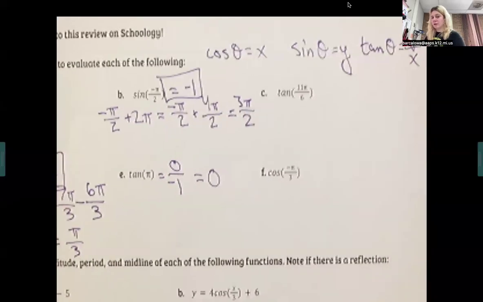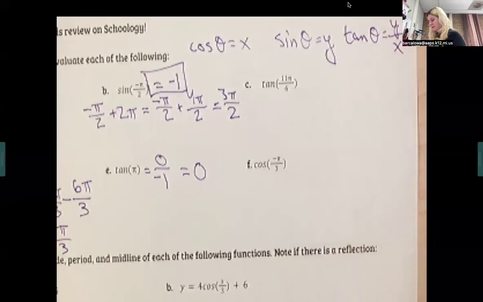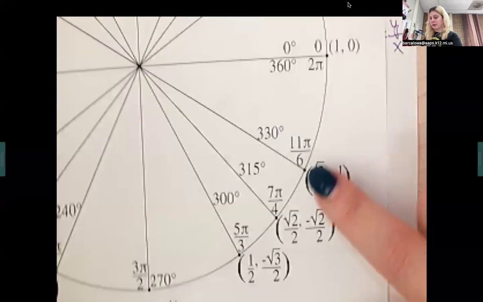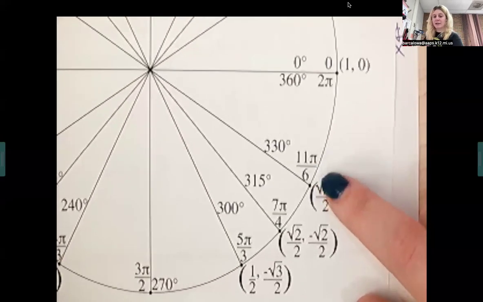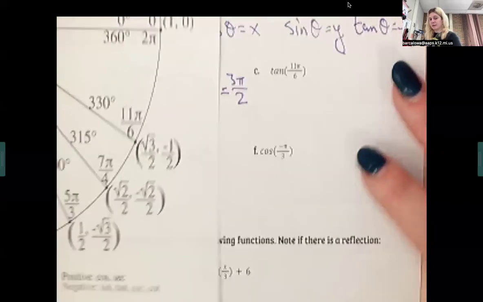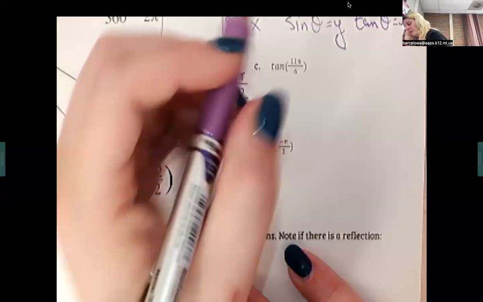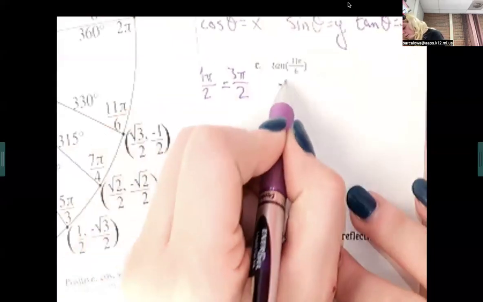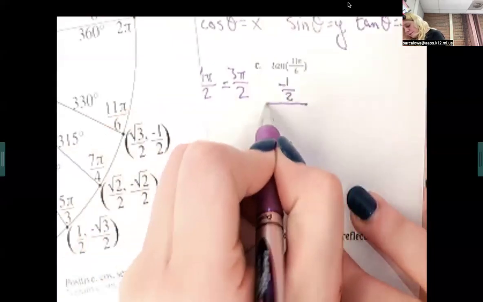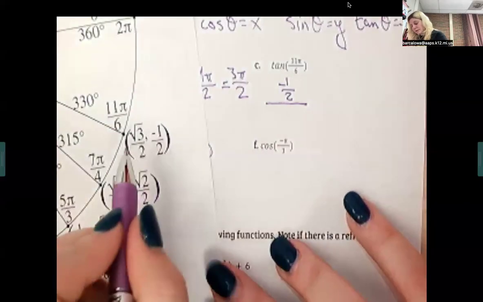All right? Tangent of 11 pi over 6. Hey, that's on my unit circle. 11 pi over 6. Tangent is y divided by x. Okay, so let's write that down. There's my coordinates. I'm going to have my y coordinate of -1/2 divided by my x coordinate of √3/2.